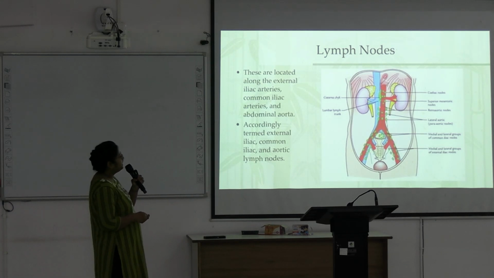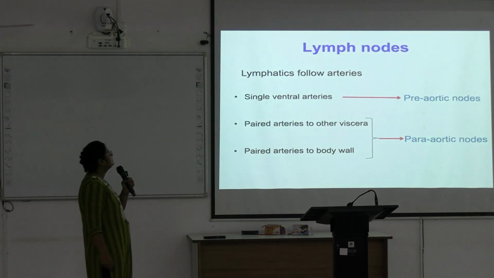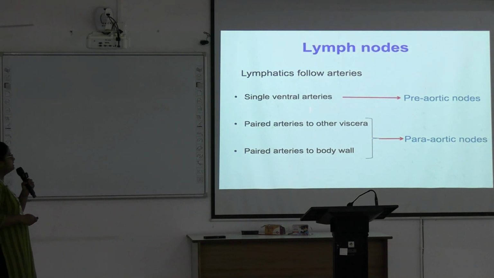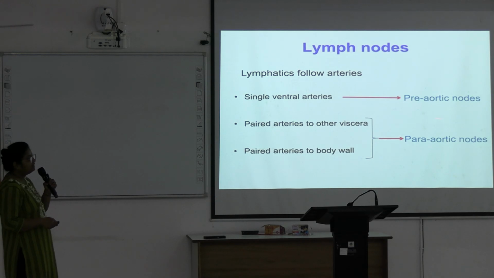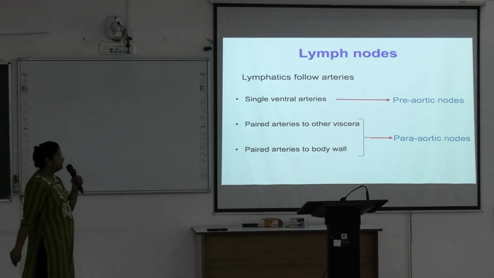And some are lying in front of the aorta, that is known as pre-aortic. Just at the side of the aorta, these are known as lateral aortic or para-aortic group of lymph nodes. Next, lymphatics follow the arteries. Single ventral arteries have lymph nodes lying along them, known as pre-aortic nodes. Paired arteries to other viscera and paired arteries to body wall, here lie the para-aortic nodes on two sides of the aorta.